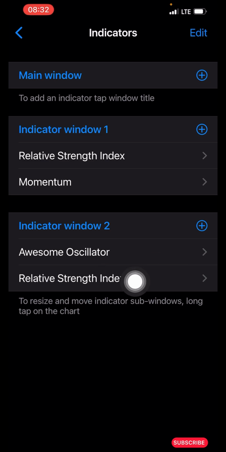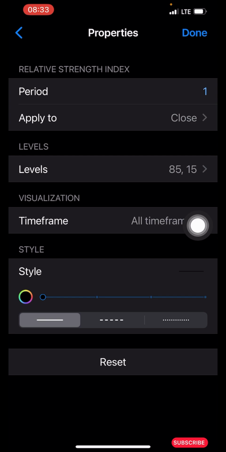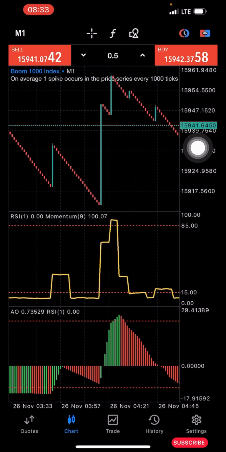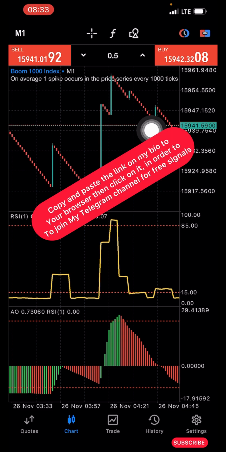Now the next indicator we have here is still a relative strength index. You click on the indicator in the 1 plus icon in order to add the relative strength index under the awesome oscillator. So you click on it, and then you search for your relative strength index. The setting for the relative strength index is the same as the first one, so we just need the levels. Then after that, you click on done, and you are going to have a screen like this one here. That's how you are to set the strategy up.